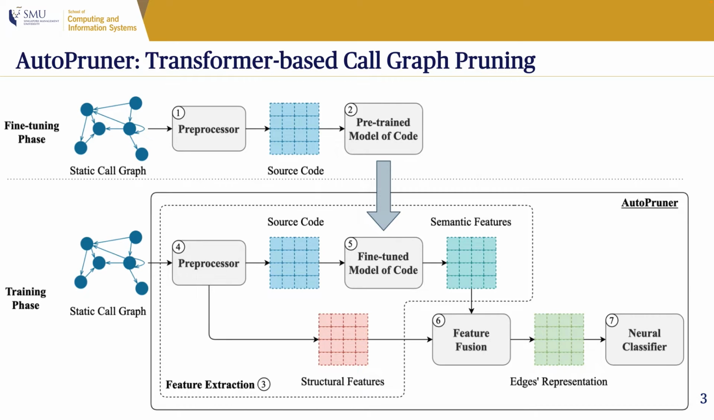And then in the training phase, we use the model of code to extract the semantic features from the source code of the caller and callee of each edge in the code graph. Then we leverage the neural classifier, which we call feature fusion, to combine the structural feature extracted from CD-Pruner and the semantic feature extracted from the fine-tuned model of code to obtain the final representation of each edge in the code graph. And finally, given the representation, AutoPruner leverages a neural classifier to classify whether an edge is a false positive.